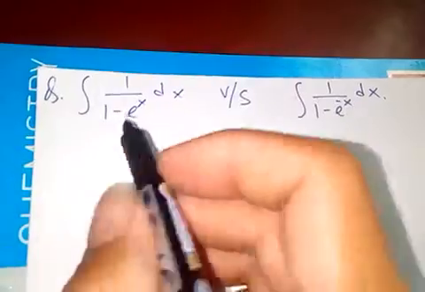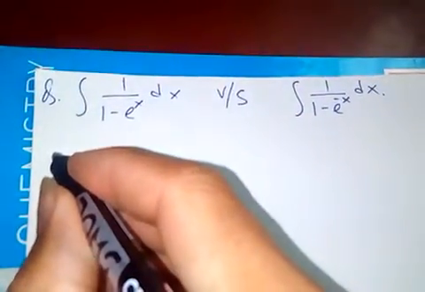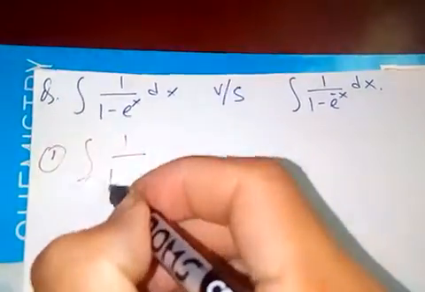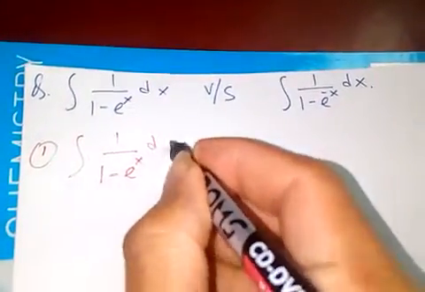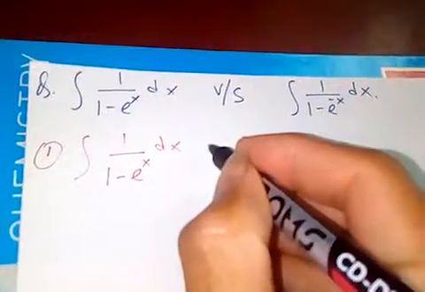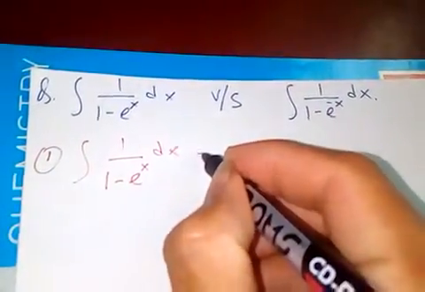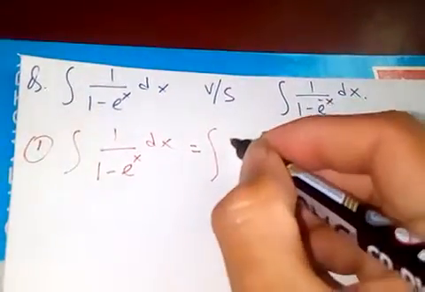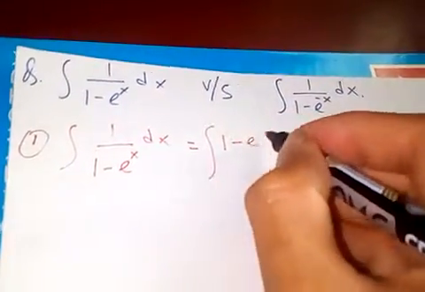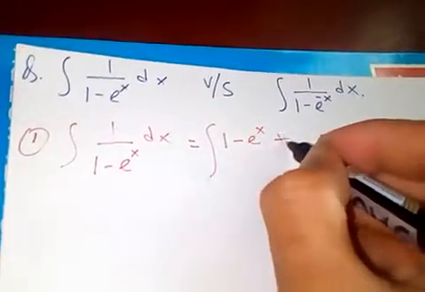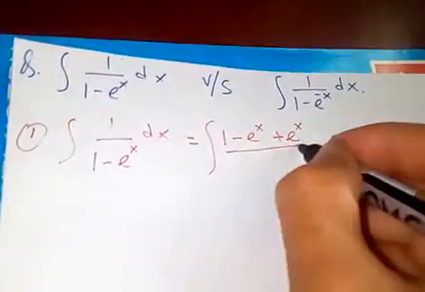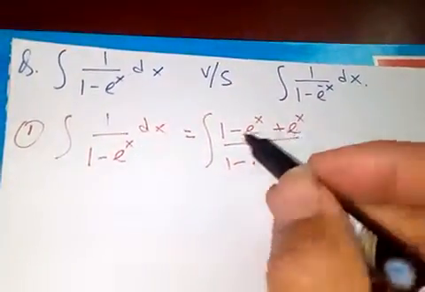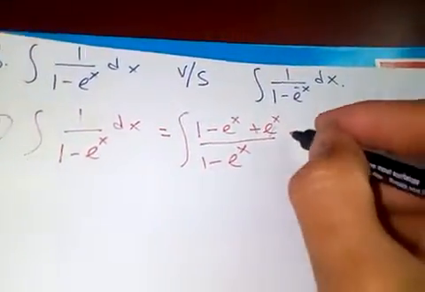Now, first of all, let me integrate this one: the integral of 1 over 1 minus e to the x dx. What is this? I can simplify it like this: 1 minus e to the x plus e to the x, over 1 minus e to the x. This will cancel, so it's the same thing, dx.